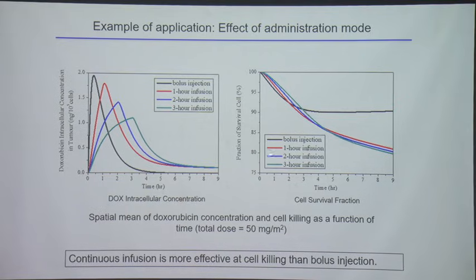Whereas with the continuous infusion over a longer period of time, you have a more sustained tumor cell killing, and so it can reach a lower level of survival. So the lower, the better. So what these simulations actually tell us is that the continuous infusion is more effective at cell killing than a bolus injection.